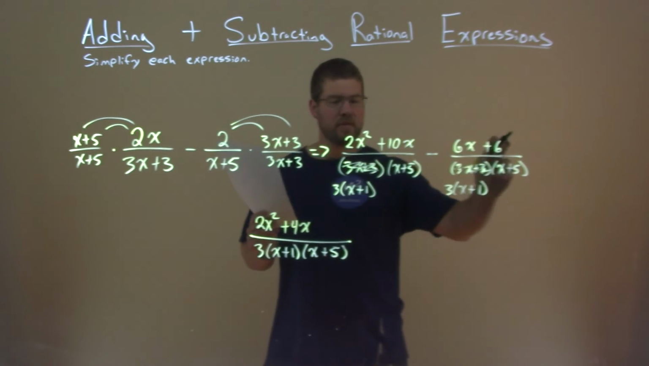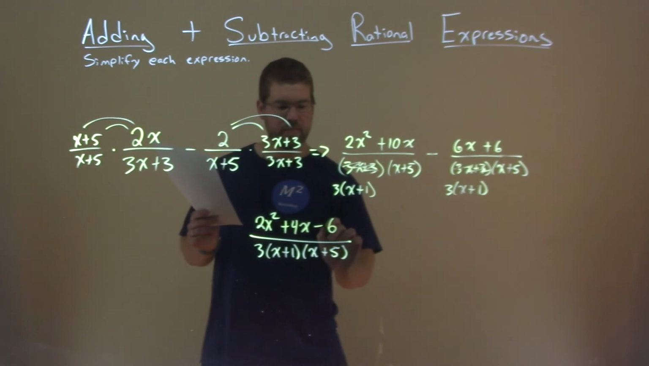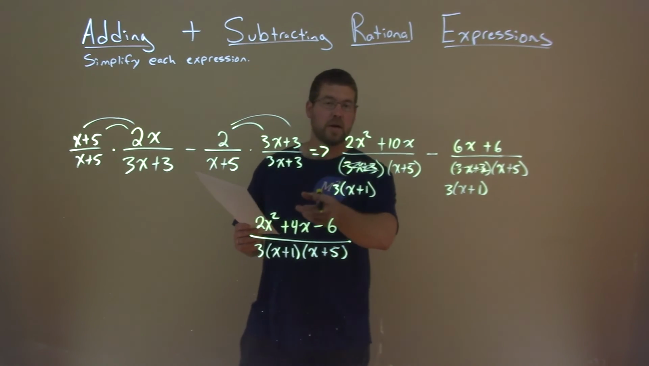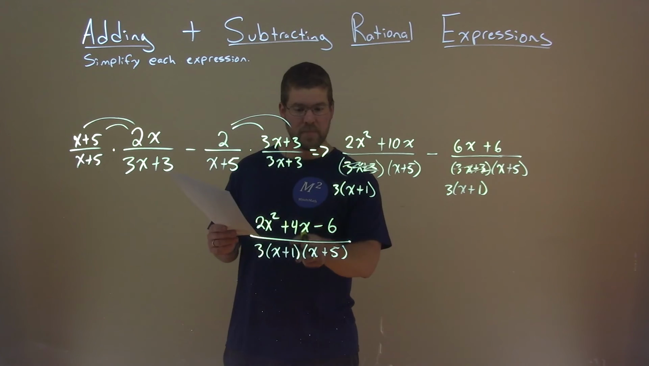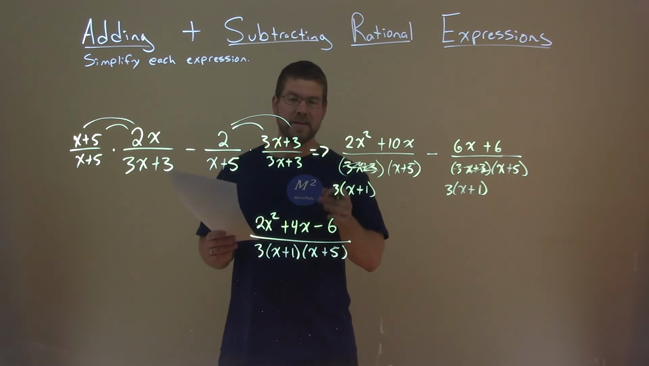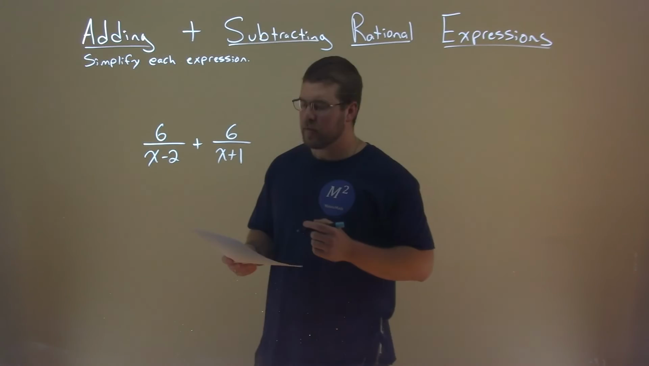And then we're left with just a minus 6 in the numerator. And there we have it. 2x squared plus 4x minus 6 divided by 3 times x plus 1 times x plus 5 is our final answer.